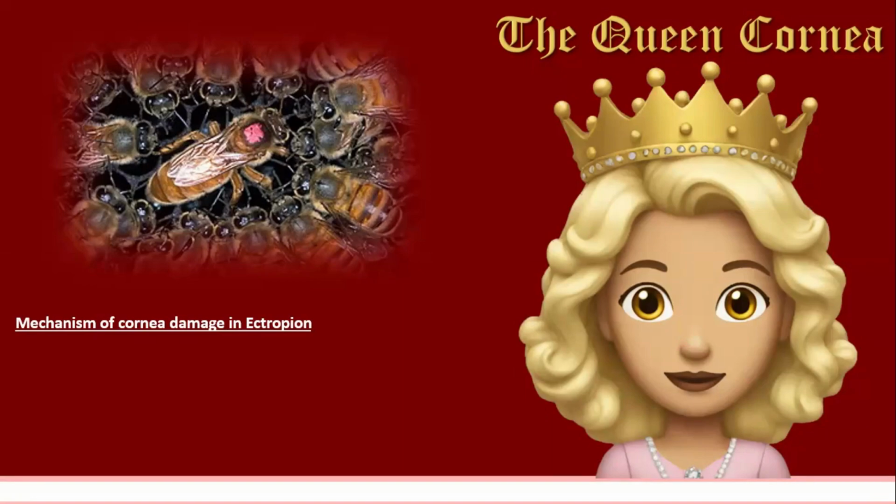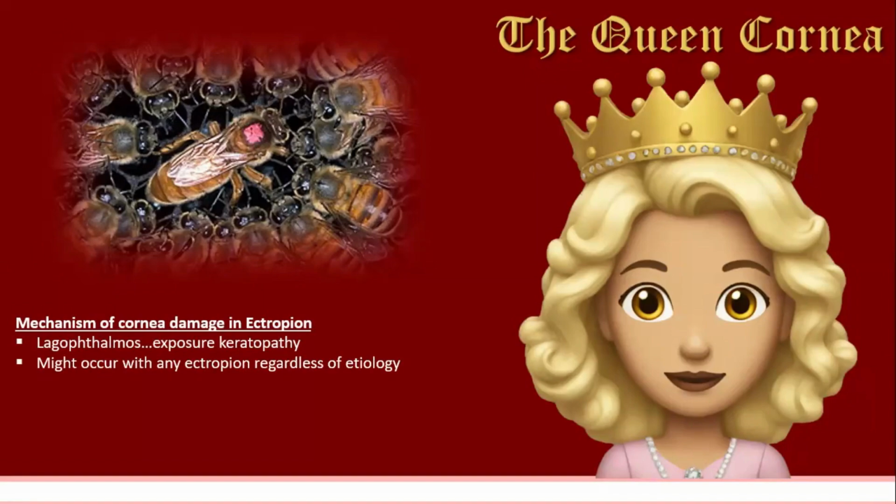The cornea can be affected in ectropion. Why? Because of incomplete closure, there will be exposure. Yes, the main mechanism is lagophthalmos, exposure keratopathy. But if you compare it with entropion, what is the cause of corneal damage in entropion? The eyelashes. Again, you need to check for lagophthalmos regardless of the etiology of ectropion. It's not only in paralytic, you have to check lagophthalmos in every case.